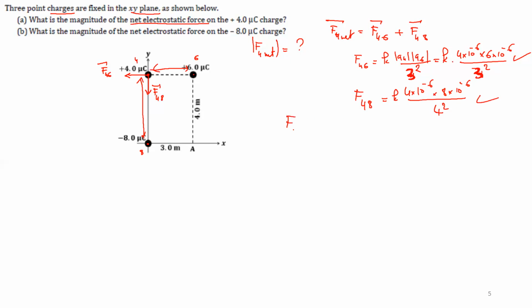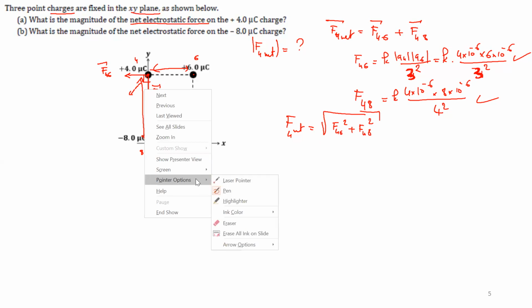Now the net force, here it's easy. Yeah, because basically I know that these two are having 90 degrees between them. So the net force will be just somewhere here. So the net force on 4, F4 net will be just square root of F46 square plus F48 square. Okay. And we calculate the net force because the two forces are perpendicular to each other. Very simple.